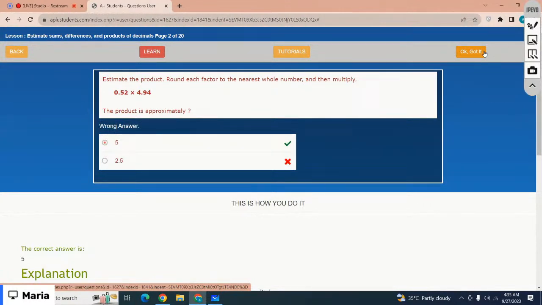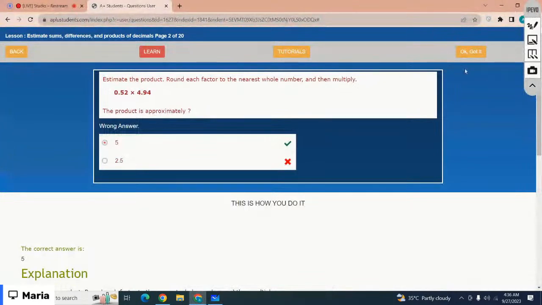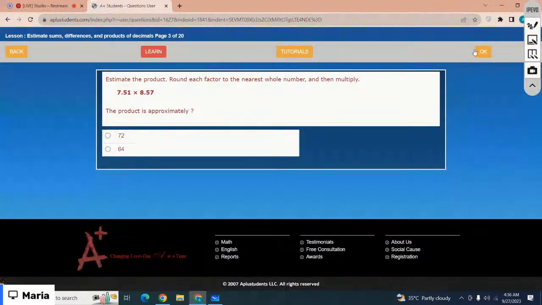Oh, that is 0.52. Hold on. 0.52, that is greater than 0.50. You can round off to 1. So it would be 5. The correct option is then 5. Okay.